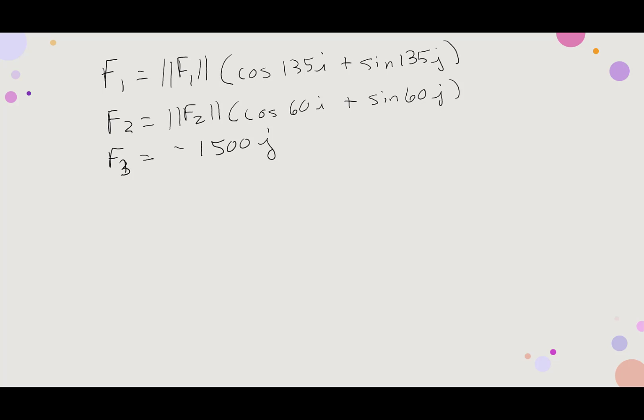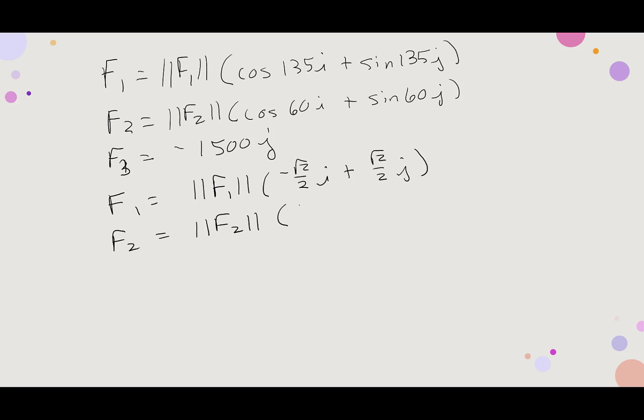Okay. Let's do a little bit of simplification. We can rewrite F1 as the magnitude of F1 times, and then cosine of 135 is negative square root of 2 over 2. There's i. Sine is square root of 2 over 2, which is positive j. F2, same kind of deal. I don't know the magnitude, but I know cosine of 60 is a half, so it's a half of i. And sine is the square root of 3 over 2, that's a j. And we still have F3 is the same. F3 is still negative 1500 j.